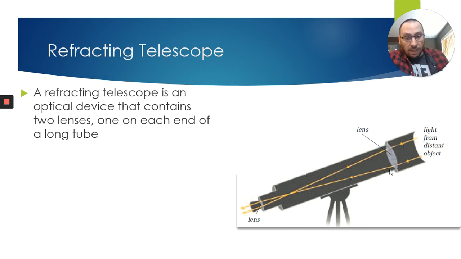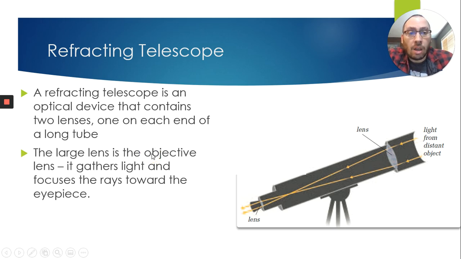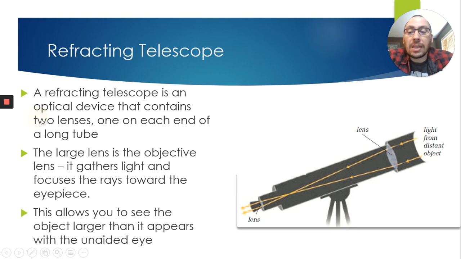You have a lens down by the eyepiece, and you have a lens up here. Very similar to a microscope. You have one big lens and another lens, and the two of those combine to enlarge the object. The large lens is the objective lens, gathers light and focuses it towards the eyepiece, and this allows you to see the object larger than it appears with the unaided eye.